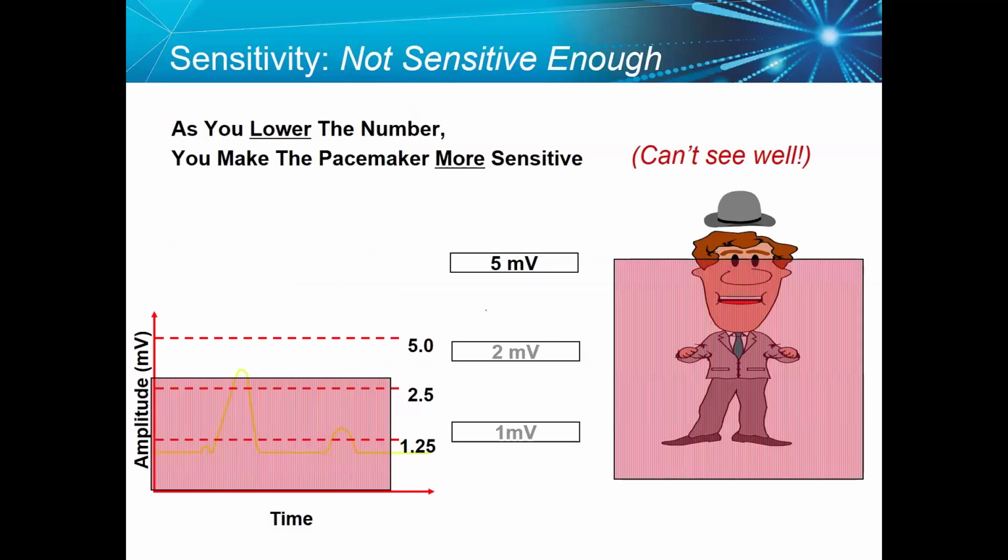As you lower the number here, it becomes more sensitive. If we put it here at 1.25, I can see this, but if I put sensitivity at 5, I will not see this yellow graph, this yellow amplitude. So as you lower the number of sensitivity, you make the pacemaker more sensitive. I think it is clear in this diagram.